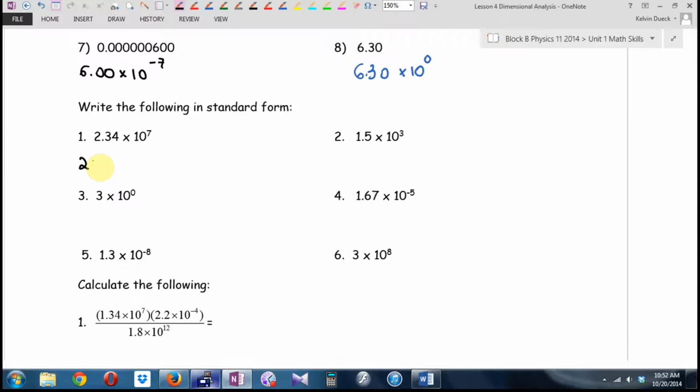I write the first digit. Times 10 to the what? 7. 1, 2, 3, 4, 5, 6, 7. After I write down the first digit, then I just keep track. Every digit I write counts as 1, and once I run out, I fill the rest with zeros until I get up to the exponent. 1.5 times 10 to the 3, 1. Times 10 to the what? 3. 1, 2, 3.